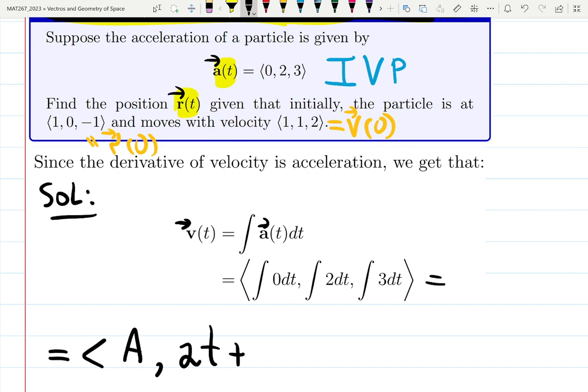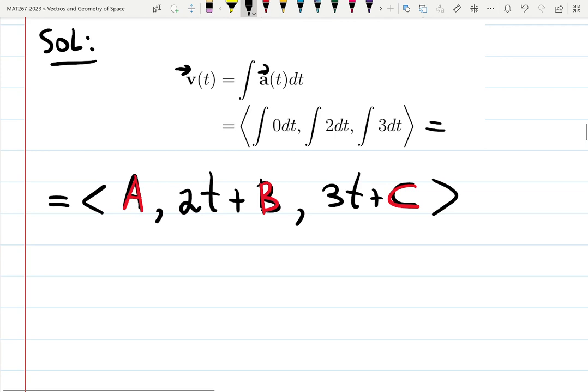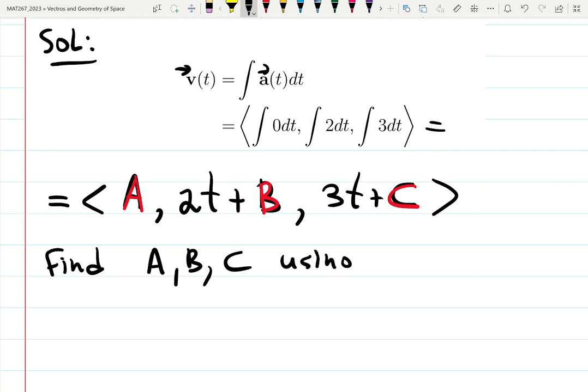2t plus c, right? So that's called B. And then what is the integral of 3? 3t plus c. So A, B, and C are constants, which we actually need to find. That is because integration does not give you a unique solution. It gives you a family of solutions, if you remember from calculus 1. And it gives you lots of curves. You need to find a specific one. This is the first time we're doing it in calculus 3 using vectors. Find A, B, C using initial values, IV. That's why it's called an initial value problem.